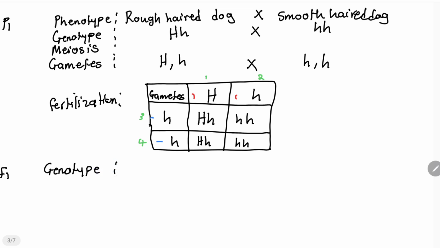Here, I'm simply going to copy all the genotypes that I produced from this one to that one. So it is going to be capital letter H, small letter h, capital letter H, small letter h, small letter h, small letter h, small letter h, small letter h. Below genotype, I'm now going to write phenotype.